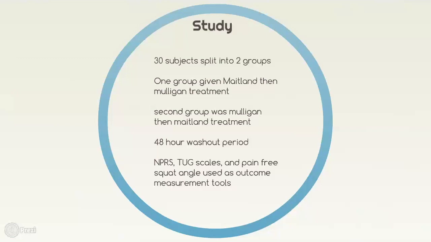This study used repeated measures ANOVA for analysis of the outcomes. The conclusion that they came to was that both Maitland mobilization as well as the Mulligan MWM are equally effective in osteoarthritic knees when it comes to reducing pain and improving functional mobility and pain-free squat angle immediately post-treatment.